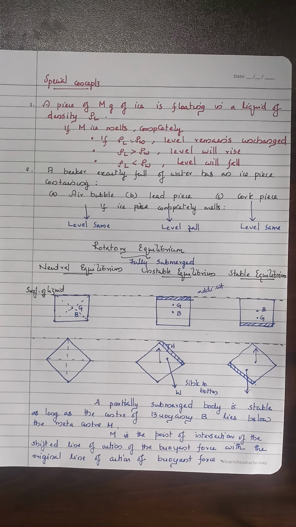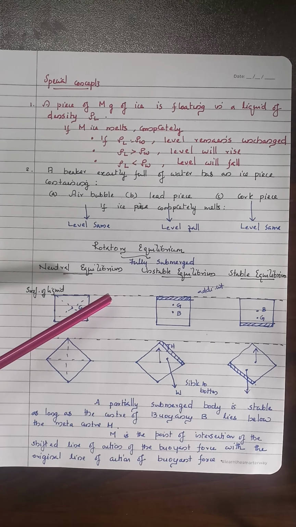A similar question again: a big beaker full of water has an ice piece containing an air bubble, or a lead piece, or a cork piece. Keep in mind, air and cork are less dense than the liquid, but lead has more density than the liquid. So in those two cases the level remains the same, but for the lead piece the level will fall. Here are two extra concepts, especially for mains aspirants.